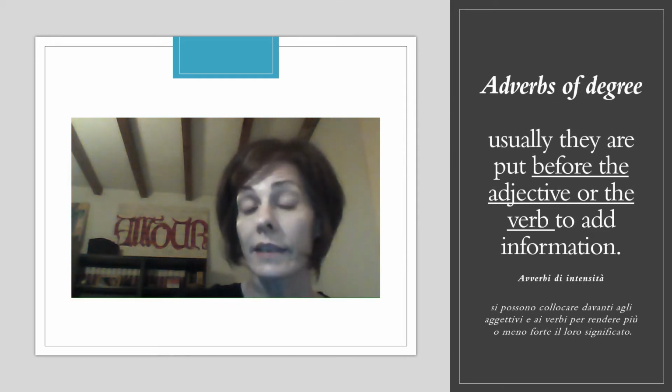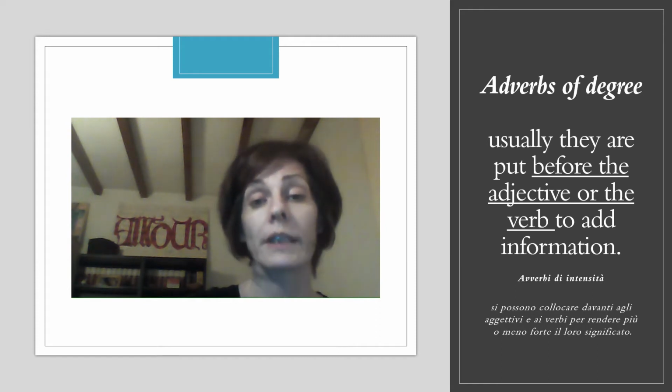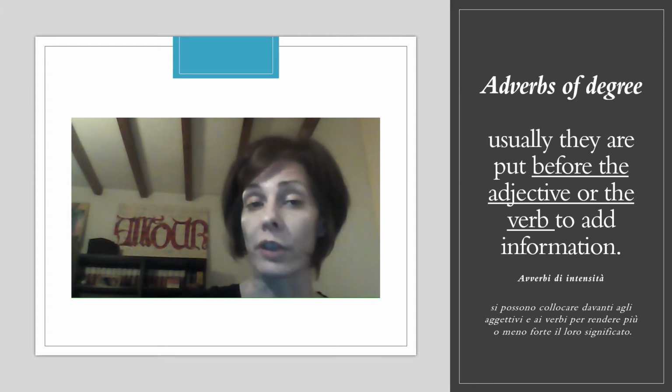The second category of adverbs we use in English is called adverbs of degree. Usually these are put before the adjective or the verb, and they are used to add further information.